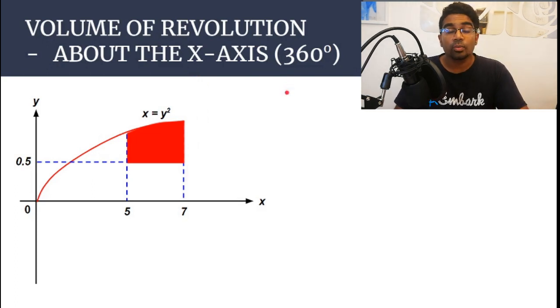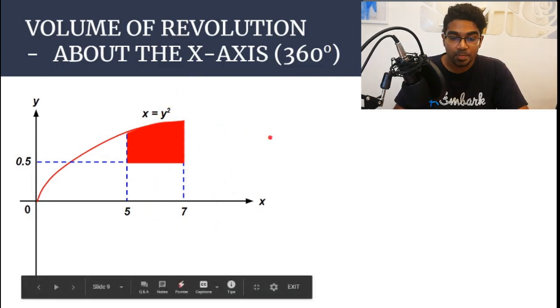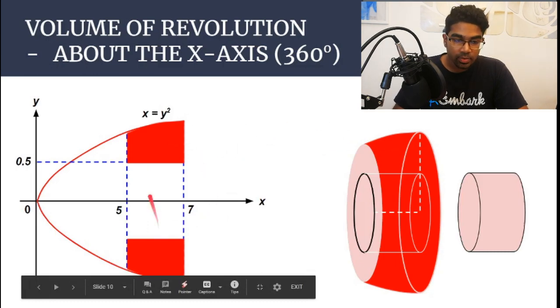So first let's look at what is the shape that comes out when we revolve this area here about the x-axis, 360 degrees about the x-axis. So actually when we revolve it, this is what we get in the end. So the center space here is empty. This is the space here. This is the space in the center.